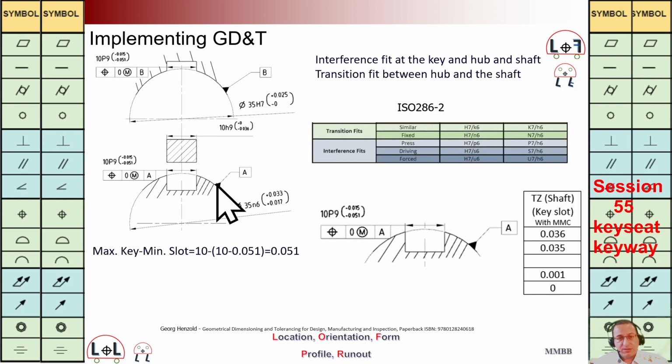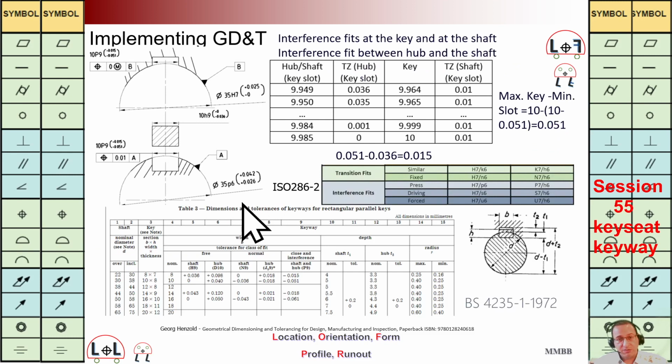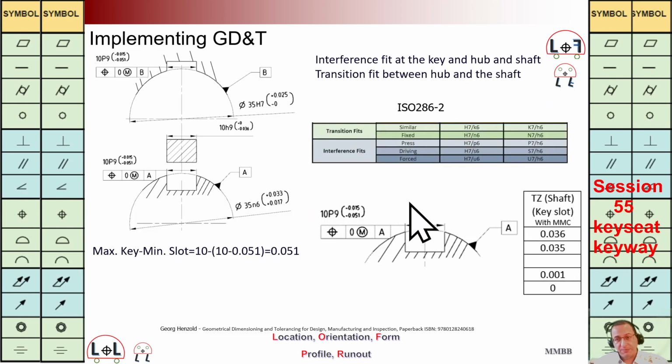Again, in this example, we are going to have the same situation for the key and key slots on hub and shaft, but here we can see we are going to have N6 and H7. N6 and H7 based on ISO 286-2, we are going to have a transition fit. In the previous example, it was an interference fit because there we had P6 H7. We were there, interference fit. But here, between shaft and hub, with N6 H7, we are going to have this transition fit.